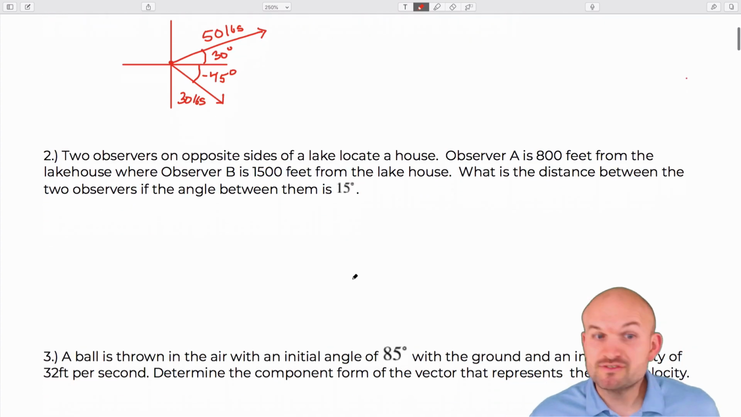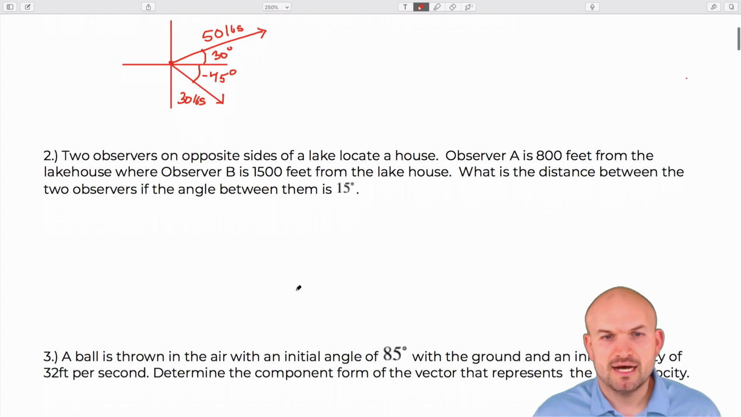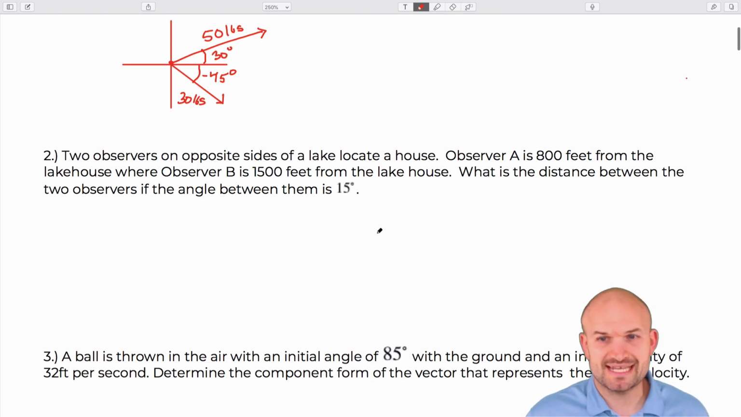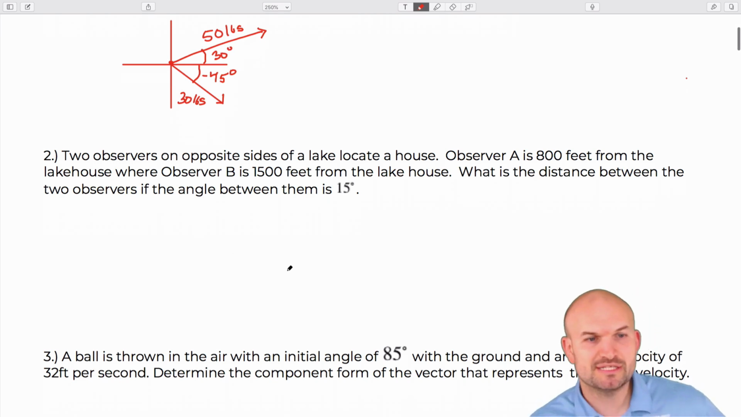The next one says we have two observers on opposite sides of a lake locating a house. Observer A is 800 feet from the lake house, where observer B is 1,500 feet from the lake house. What is the distance between the two observers?